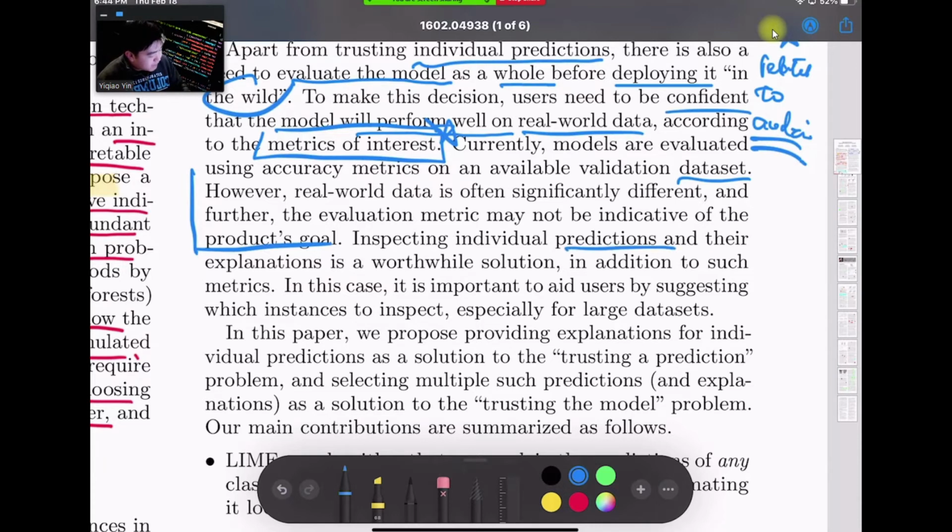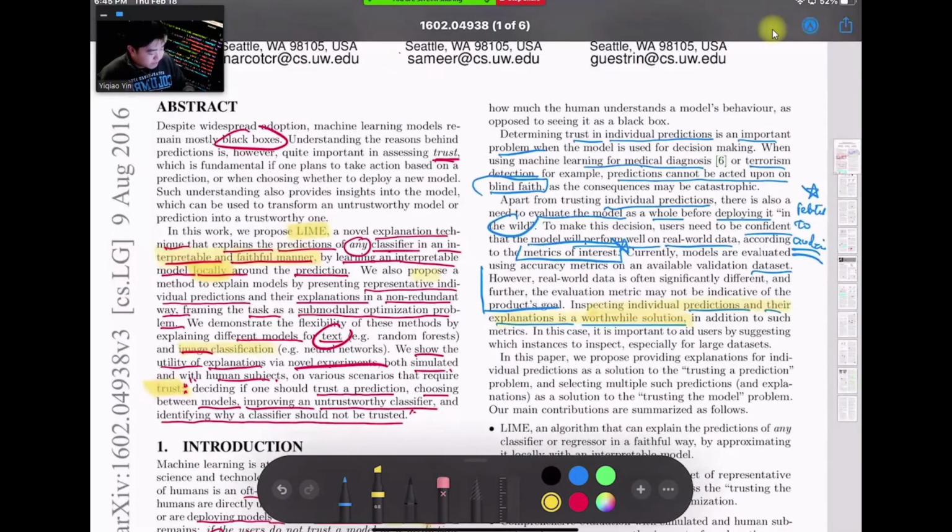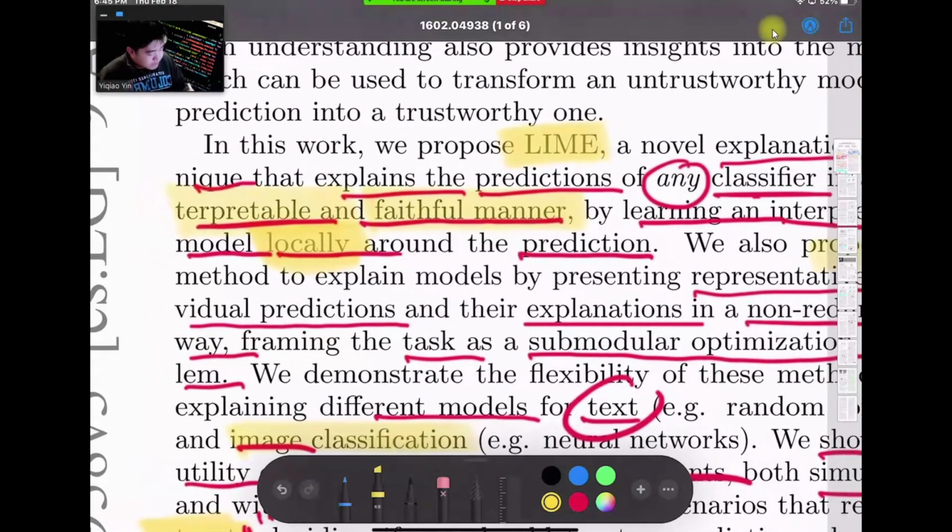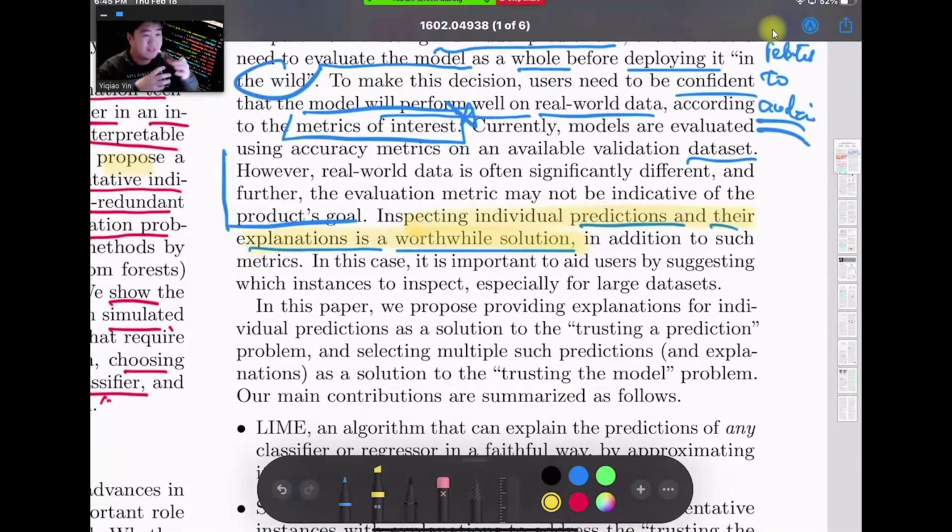Inspecting individual predictions and their explanations is a worthwhile solution. Okay, so I think the key point here of why they're talking about individual predictions is really trying to tie up this concept of local predictions. Now, I already read the paper, right? That's why I have some understanding of why they're making this connection. It's because LIME is really looking at the instance-wise explanation. And we're going to get into the algorithm to see how they did it, but I think that's why they're really trying to draw this connection, right?